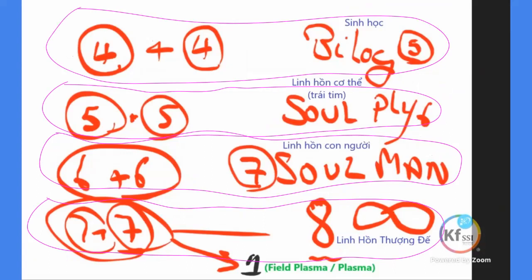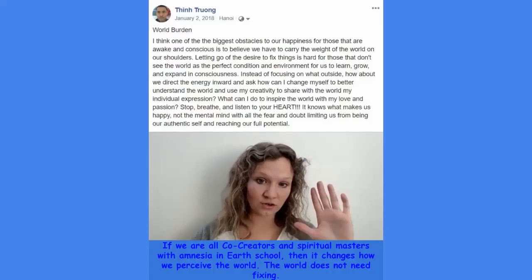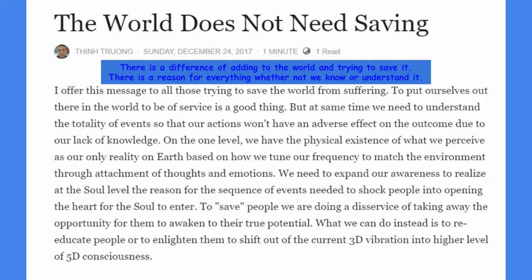You have the biology, soul physicality, you get the soul of man, then you have the source or God or source consciousness or whatever name you want to put for it. If we are all co-creators and spiritual masters with amnesia in Earth school, then it changes how we perceive the world. The world does not need fixing. It is perfect as is.